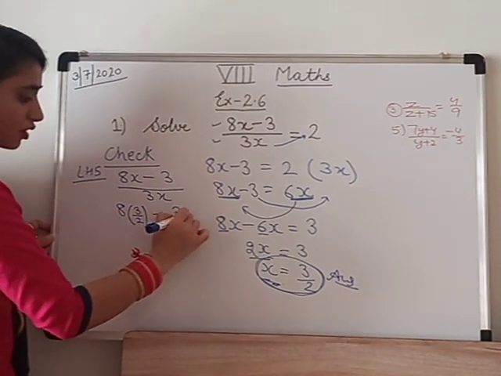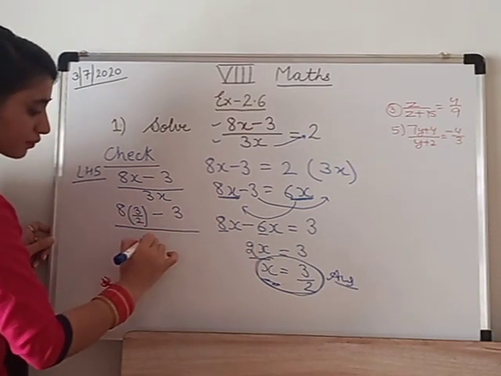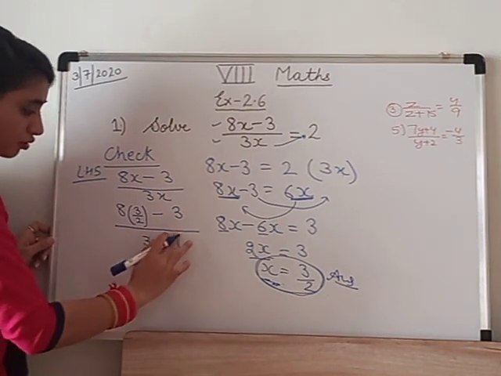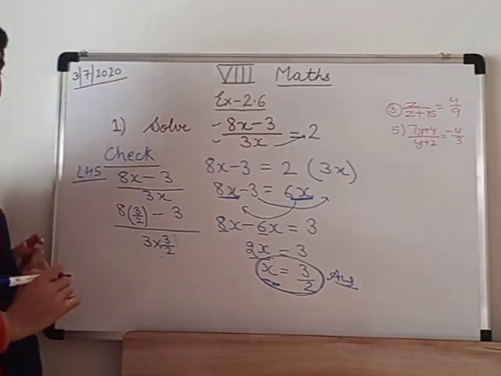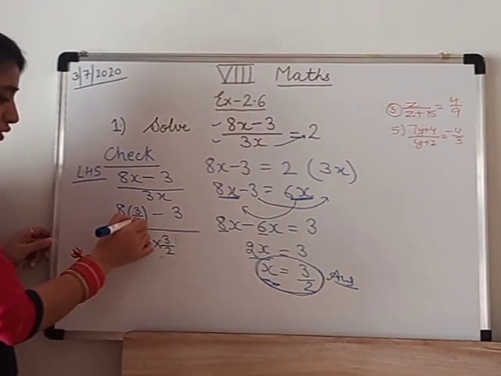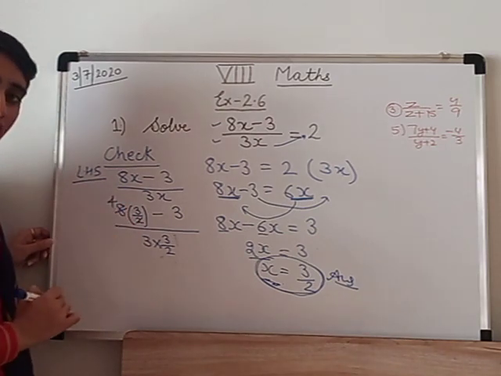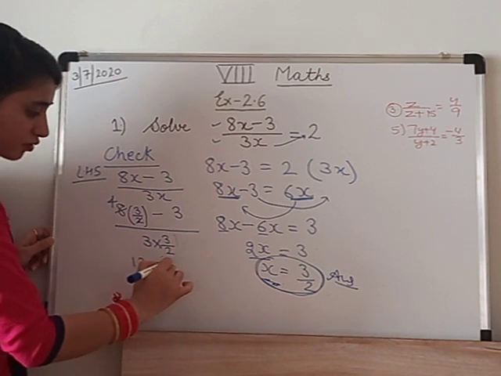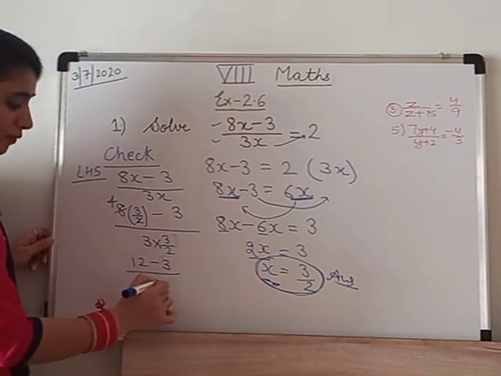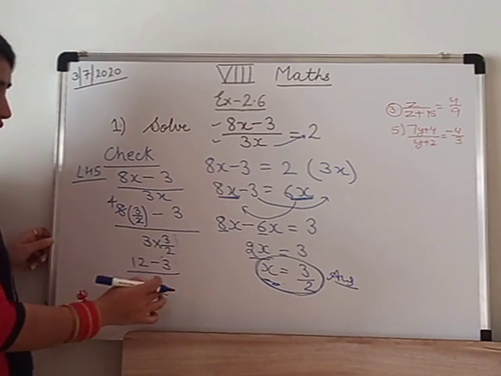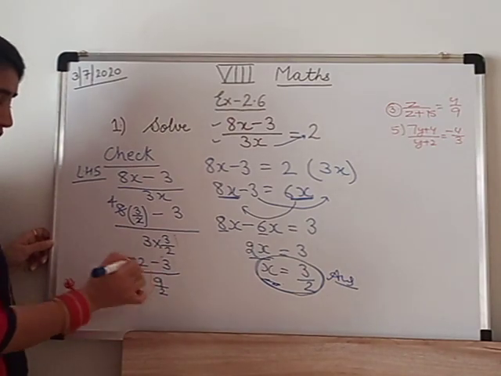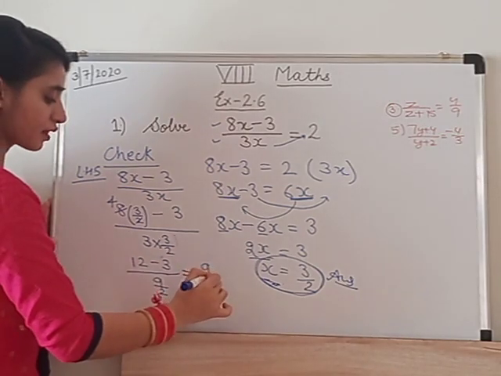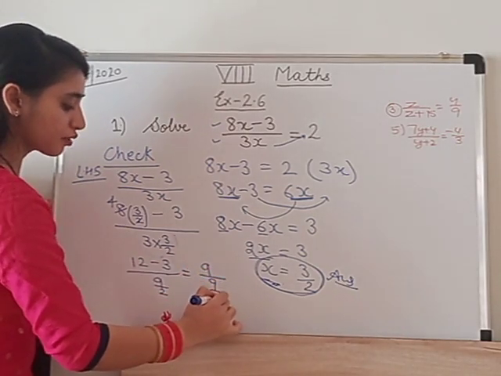Okay. Minus 3. Write it carefully. 3 into 3 by 2. Instead of brackets, you can use a multiply sign also. Okay. Now cut this. 2 fours are 8 and 4 threes are 12, minus 3, upon 3 threes are 9 by 2. This number is in the denominator, the complete number. Okay. Now 12 minus 3 is 9, upon 9 by 2.